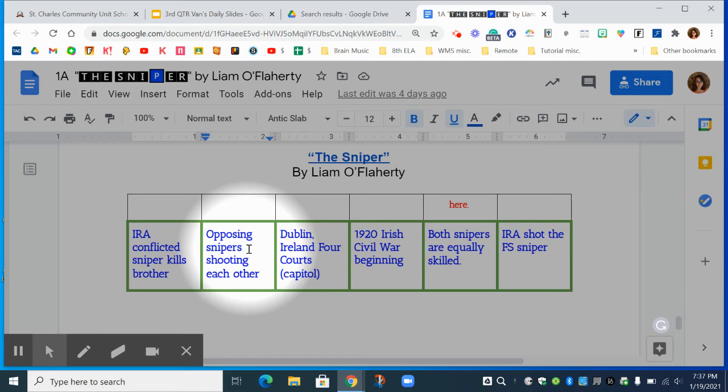So again, in 5 words or less, we need to explain what the what is of the story or the conflict of the story is. What we came up with was opposing snipers shooting each other. That's basically a character versus character conflict.